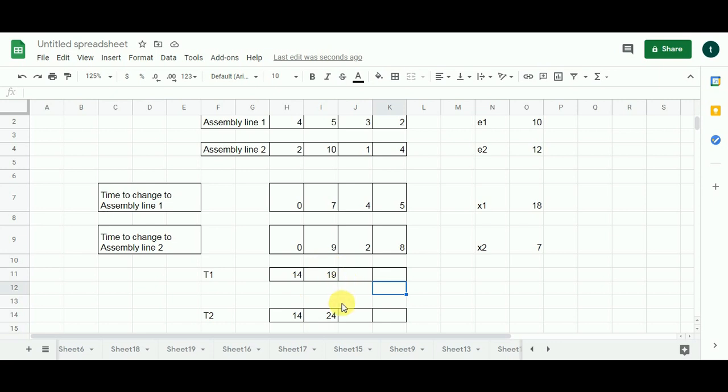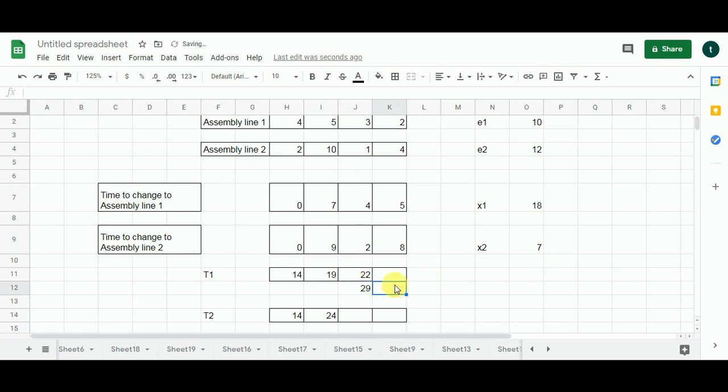We move here. Now here also the chassis can arrive from either here or from assembly line 2. If it arrives from assembly line 1, then the time taken will be 19 plus 3, 22. But if it arrives from this station, then the time will be 24 plus 3, which is 27, plus 2. So it will be 29.